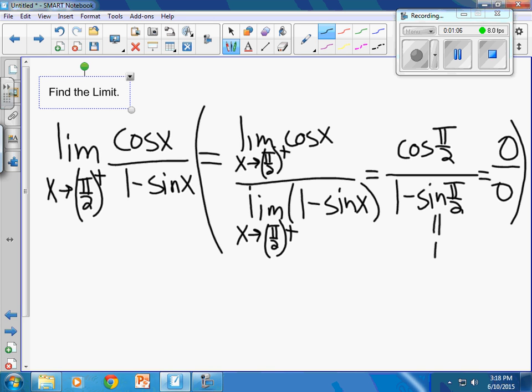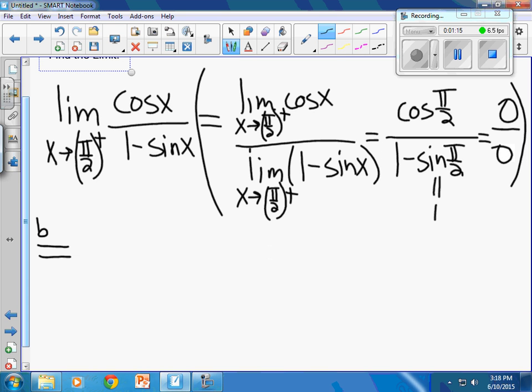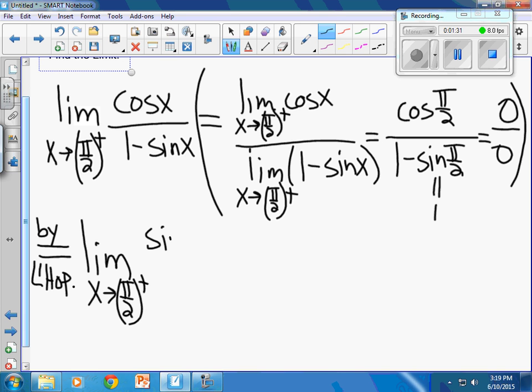Cosine of x and 1 minus sine of x are both differentiable functions. And so we can try to calculate this limit using L'Hopital's rule. So L'Hopital's rule says that you can take the derivative of the numerator. So we're still taking the limit here as x goes to pi over 2 from the right. The derivative of the numerator is negative sine of x, divided by the derivative of the denominator. The derivative of 1 is 0. The derivative of negative sine of x is negative cosine of x.